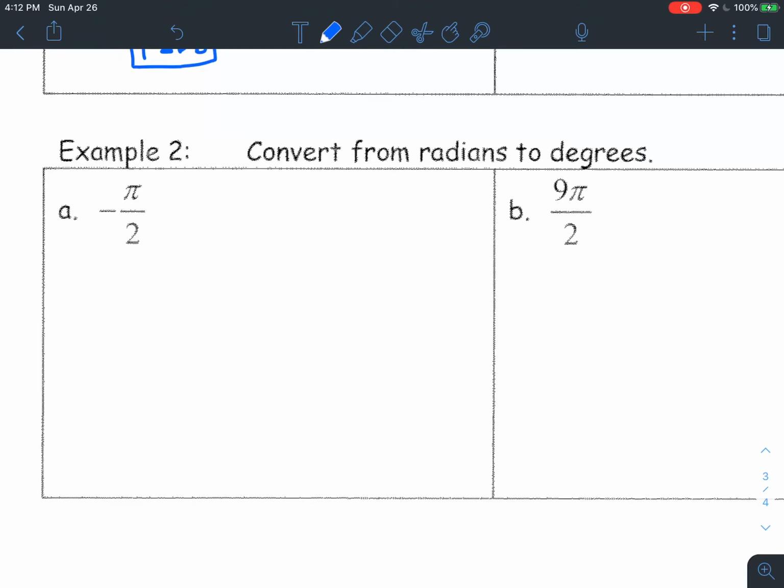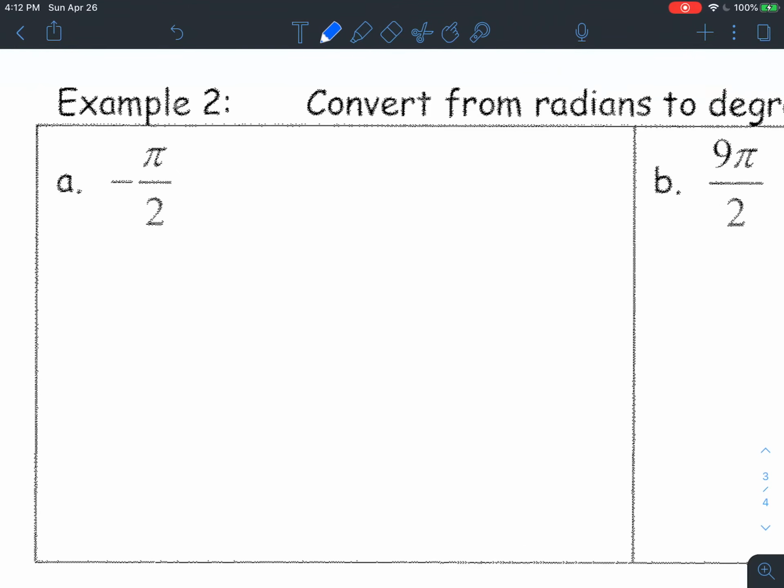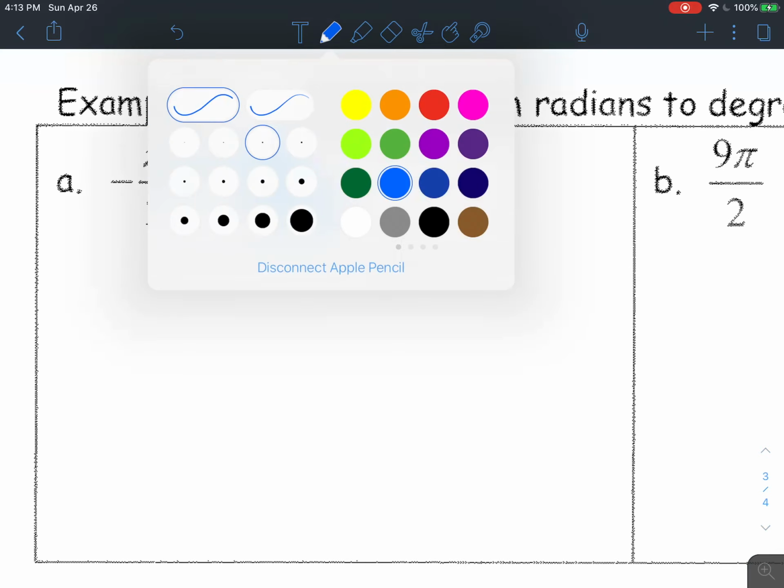Because again, this is a long video already. For the last one here, I'm going to do example A for example 2. Here we're trying to convert from radians into degrees. Right now this is in radians, so I want to multiply, and I want degrees as my answer. So my degree measure goes up top, and my radian measure should go on the bottom.